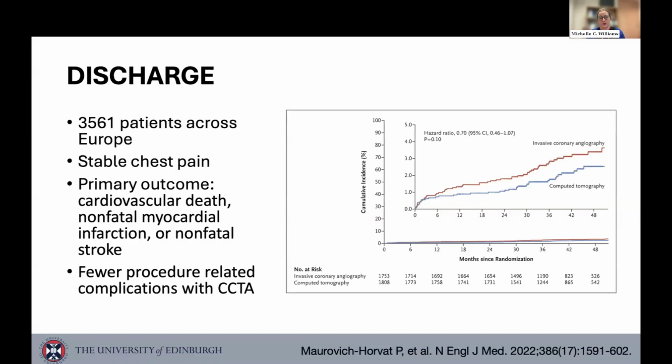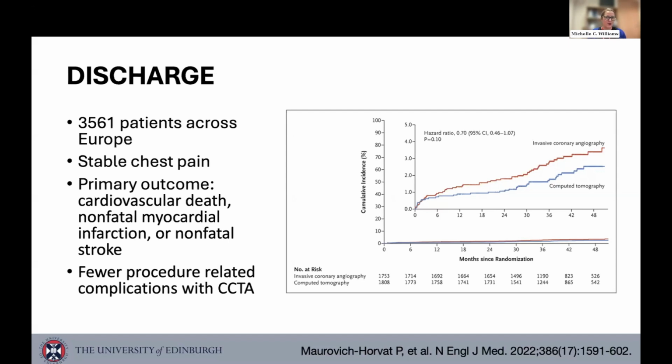And then more recently, the discharge trial, which maybe some of you have taken part in, and this is another large multi-center randomized controlled trial, again answering a slightly different question. It recruited just over 3,500 patients with stable chest pain who'd been referred for invasive coronary angiogram, and half of them had a CT scan prior to the invasive coronary angiogram to see if the invasive coronary angiogram could be cancelled. The primary outcome was cardiovascular death or non-fatal myocardial infarction or stroke, and that was similar in the two treatment groups, showing that both options are a safe option for patients. But importantly, there were fewer procedure-related complications in the CT group.